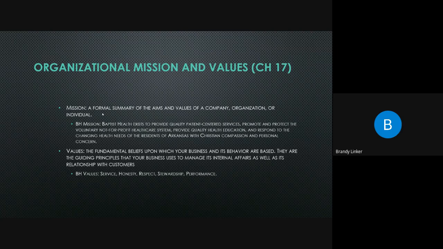Mission, vision, and values. We kind of discussed this earlier. Mission is a formal statement of the aims and values of a company, organization, or individual. And here's Baptist's for you. Values are a set of beliefs in which that mission can be accomplished. Those definitions will be on your test. You don't have to know Baptist's per se, but the definitions of mission and values will be on your test.